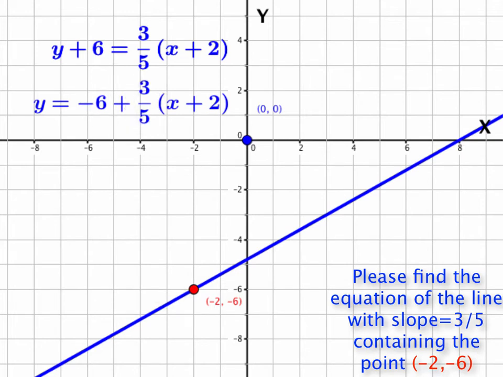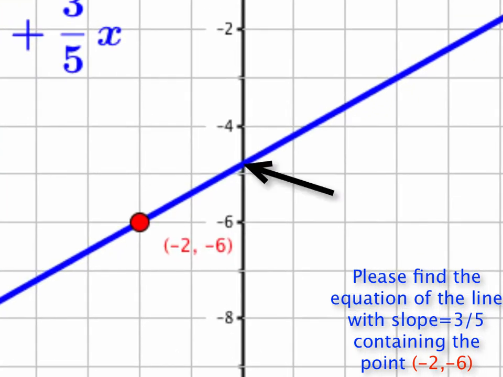Or of course, you could put this into slope-intercept form by solving for y and end up with y equals -24/5 plus 3/5 x, implying that of course our slope is still going to be 3/5 and our y-intercept is -24/5, which is really close to -5 but not quite -5. And if we zoom in on our graph, it absolutely confirms that.